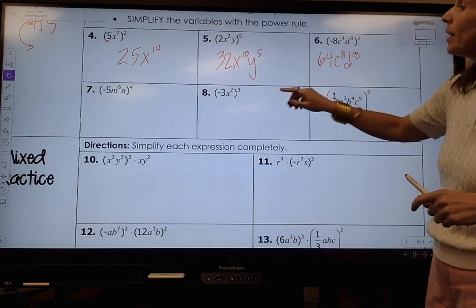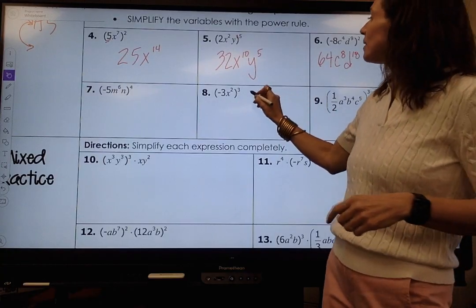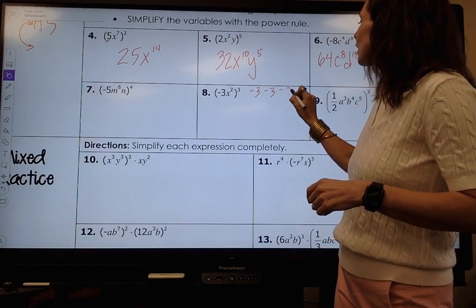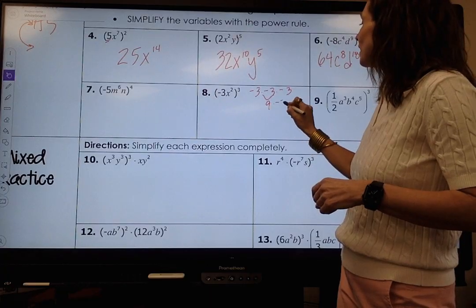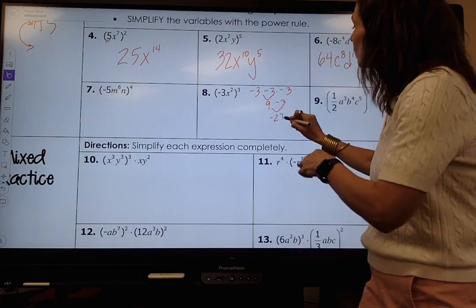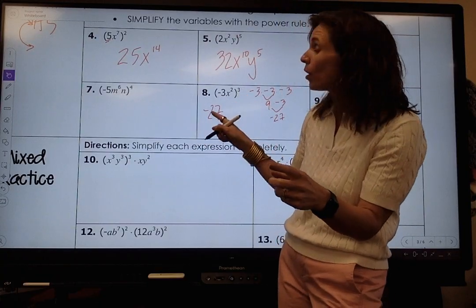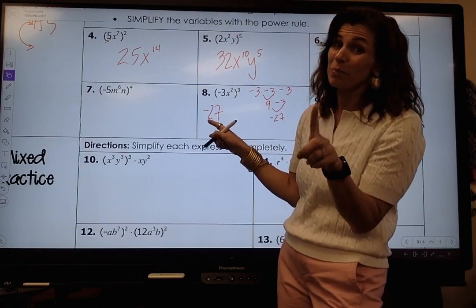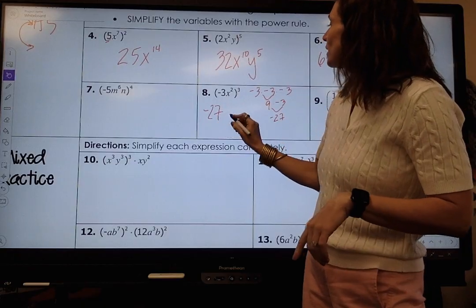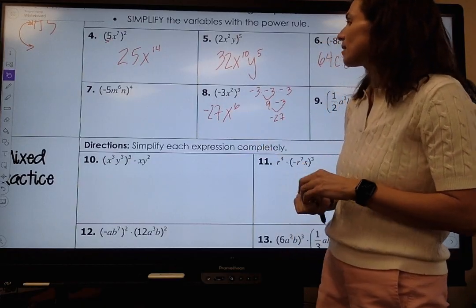All right? Look at number 8. This is a negative 3 times a negative 3 times a negative 3, which is 9 times negative 3, still making it a negative 27. So if it's to an odd power, that number is still going to be negative, so be careful there. We get negative 27, x to the 6th.